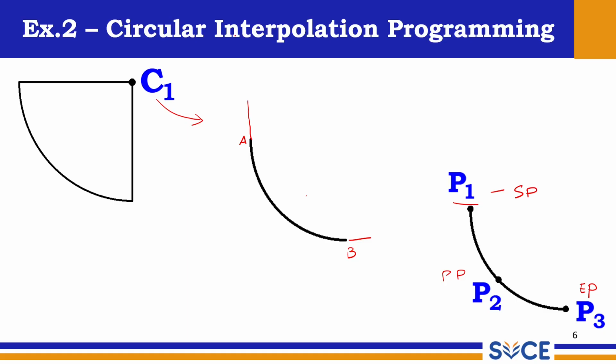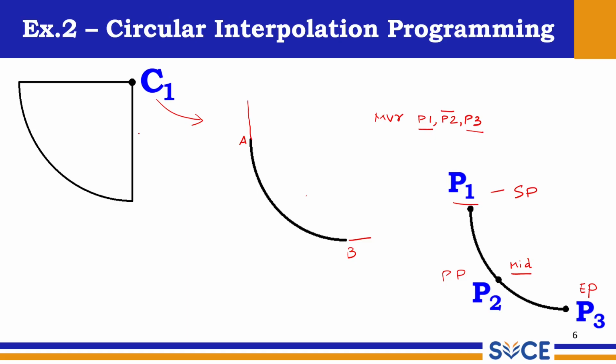Now the syntax for the case of an arc will be like this: MVR, where R means arc here. Then a space, then P1 comma P2 comma P3. This is how we are supposed to program the robot. P1 is the starting point, P2 is the passing point, and P3 is the end point. It is well understood that P2 should be at the midpoint only. P1 is the starting point, and P3 will be the end point.